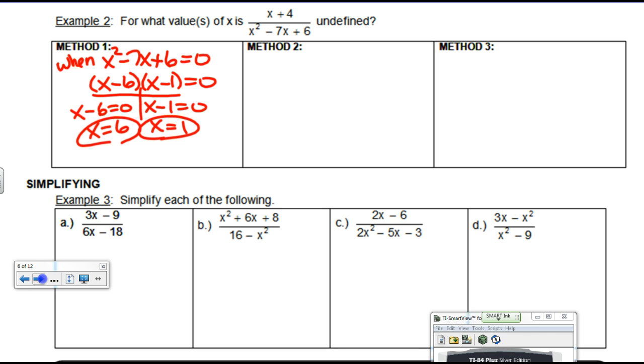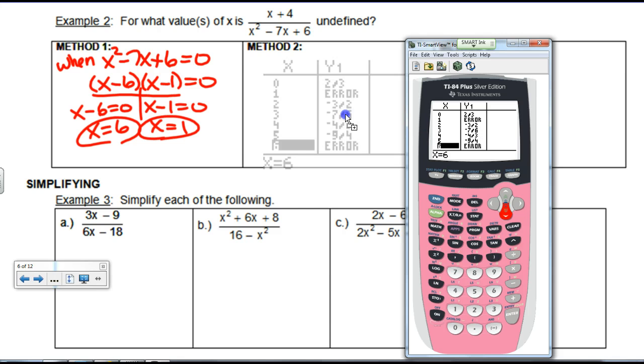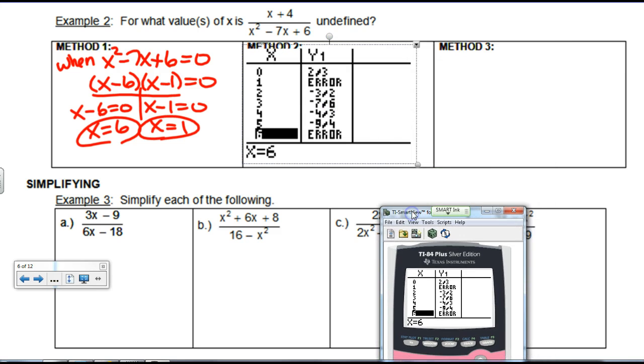Method 2, I can look at the table, and again, this has its limitations. If the answer is a fraction, I won't see it, but you can always give this a try, especially if it's multiple choice. So (x + 4) over (x squared minus 7x plus 6). So I see an error at 1. And there's my other error. And they won't always be on the same screen. All right, so you can copy that table, and then where the errors are are your problem x's.